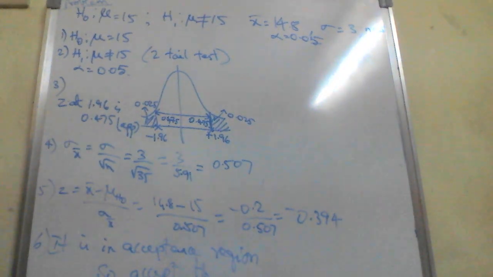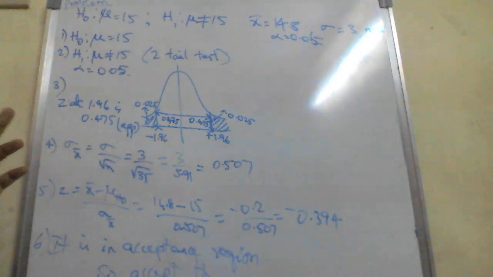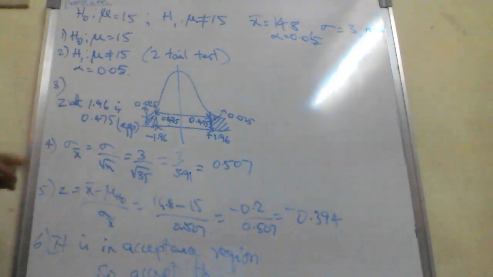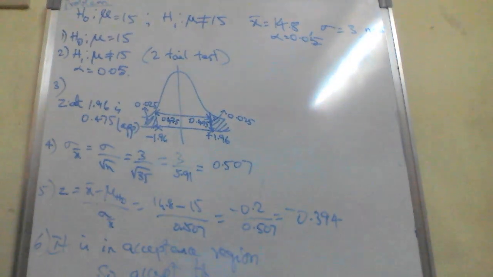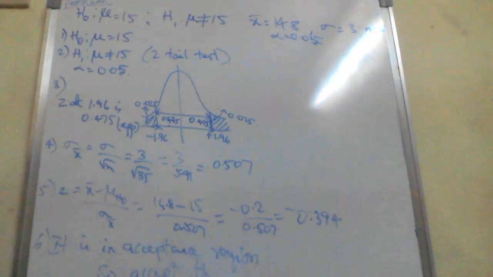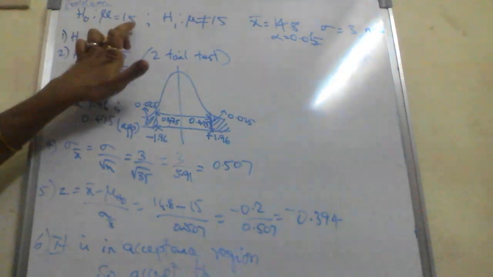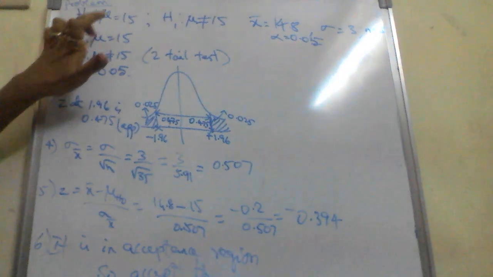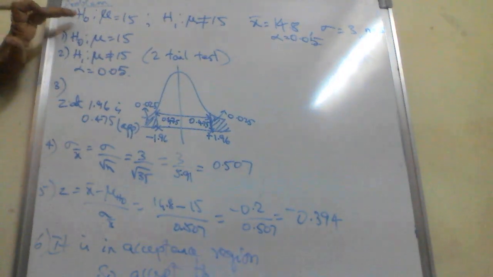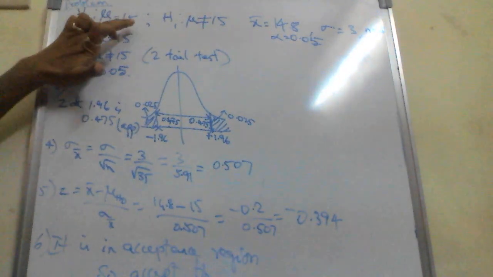I didn't take a descriptive problem. Directly I have taken a small problem, and I'll send you one or two problems later. Because this is the first problem, I have taken a direct problem. So he has given H naught: mu equal to 15. That means the null hypothesis, the assumed mean, is 15.